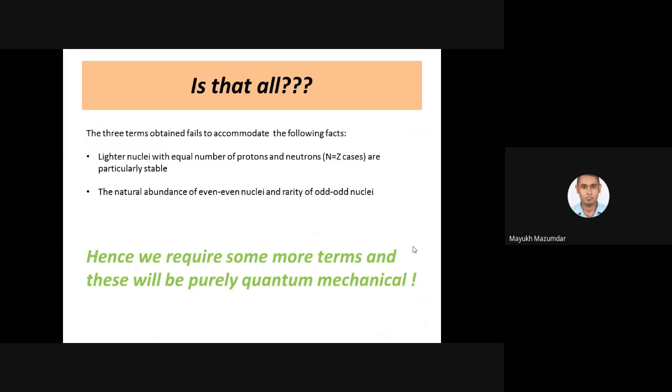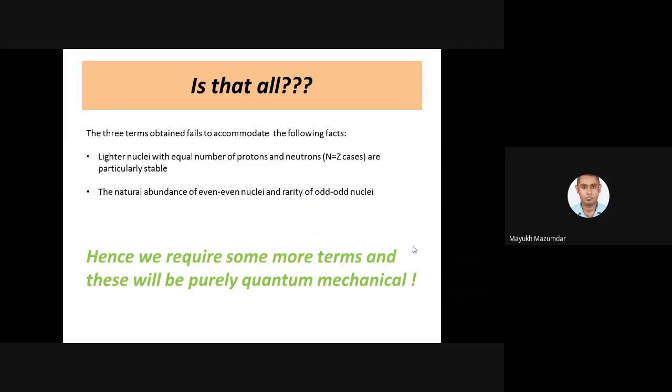Okay, good. And next we saw that this thing was very close to the empirical graph, which is expected, but still there were some huge limitations. It was observed that there are many lighter nuclei. Lighter means I said the mass number we can take as less than or equal to 20, which have the same number of neutrons and protons, like He-4, helium-4, 2 protons 2 neutrons. They are extremely stable.